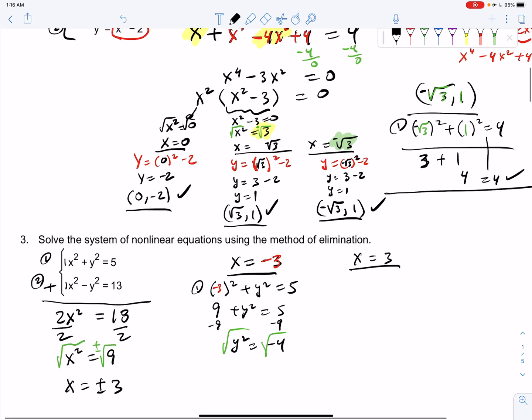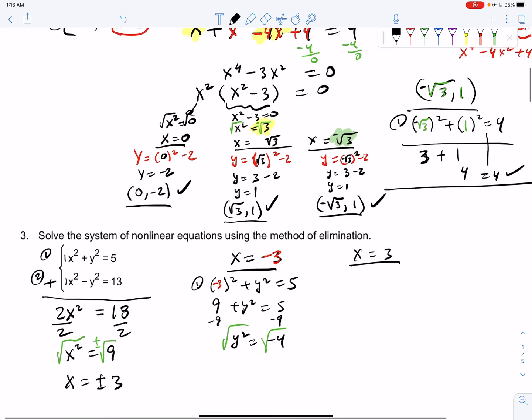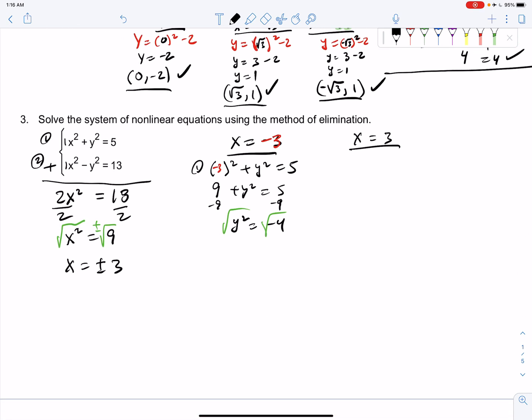And in fact, the last problem said find all real solutions. I wish they stayed consistent and said that here. But remember, these are real solutions that we're talking about, that we can graph and see. And so we're only talking about the real solutions. So anyhow, when you get a non-real solution, you're going to say the answer is no solution.